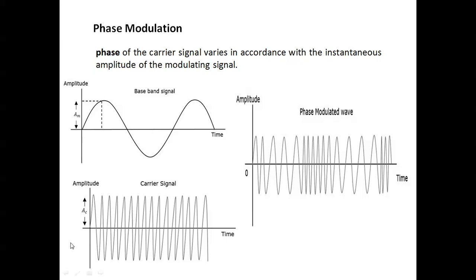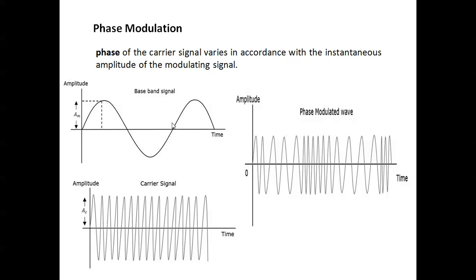Okay, so how will it vary? So see, there is amplitude. If the amplitude of the signal is positive, the phase is changed. That means the positive has more deviation, and the negative has the opposite. Similarly, the phase of the carrier varies according to the instantaneous amplitude of the message signal. So that is phase modulation. So frequency and phase are totally opposite.